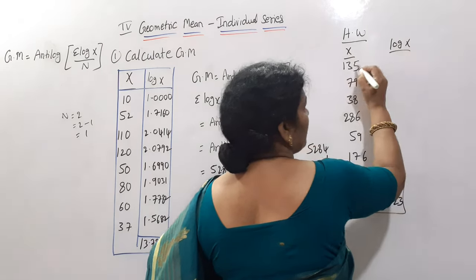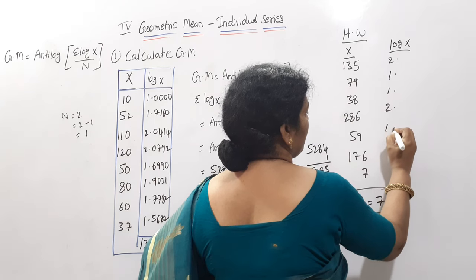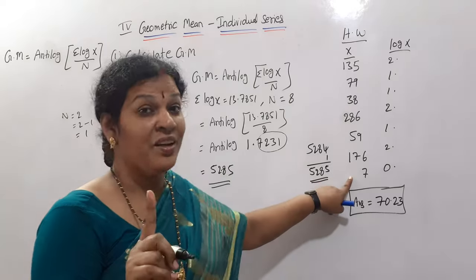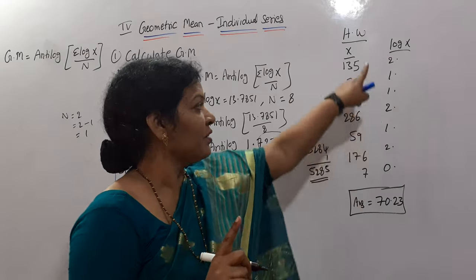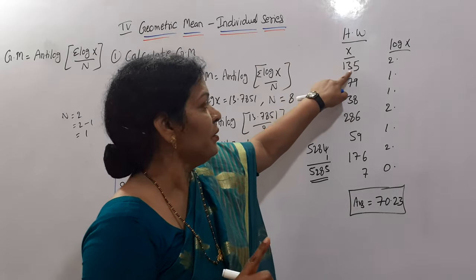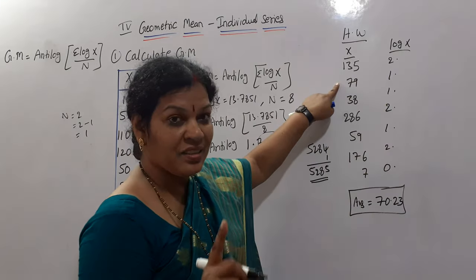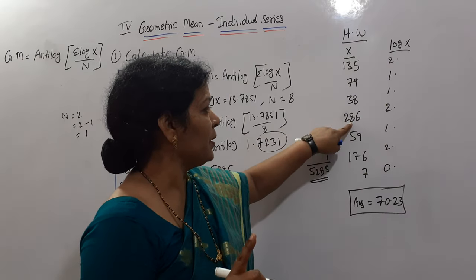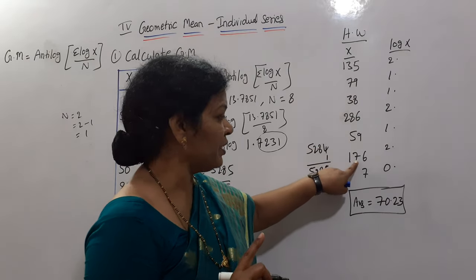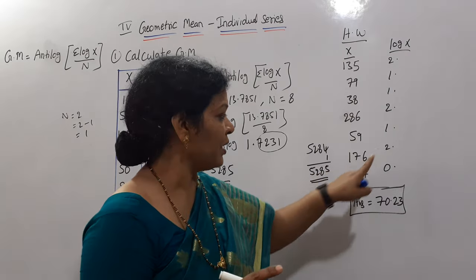Log X. For this, 3 numbers means 2 point, 1 point, 1 point, 2 point, 1 point, 2 point, 0 point. Here, only one number, no? 1 minus 1 is 0. Like this, values are given. Now, you have to see the logarithms table. 13, 5th item, logarithms. Whatever you get, you will write. 79, 0. 38, 0. 28, 6th item. 59, 0. 17th item, 6th item, you will see, write it over there.